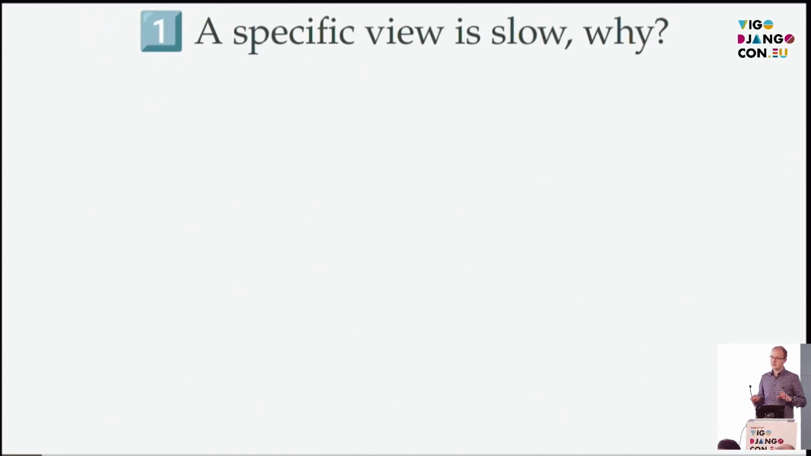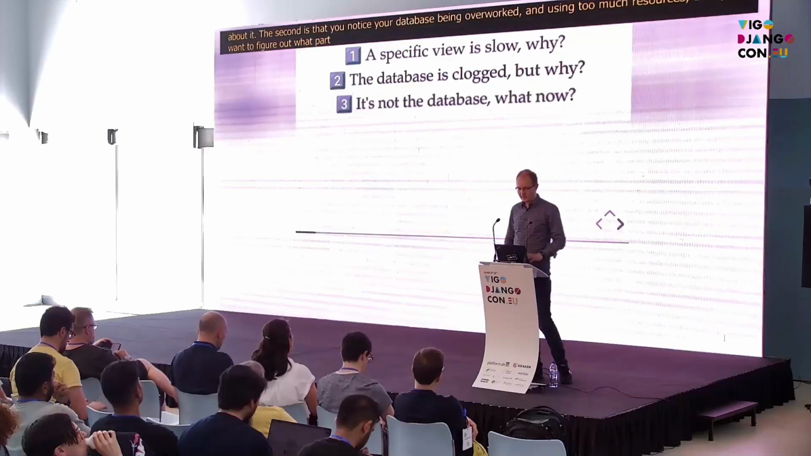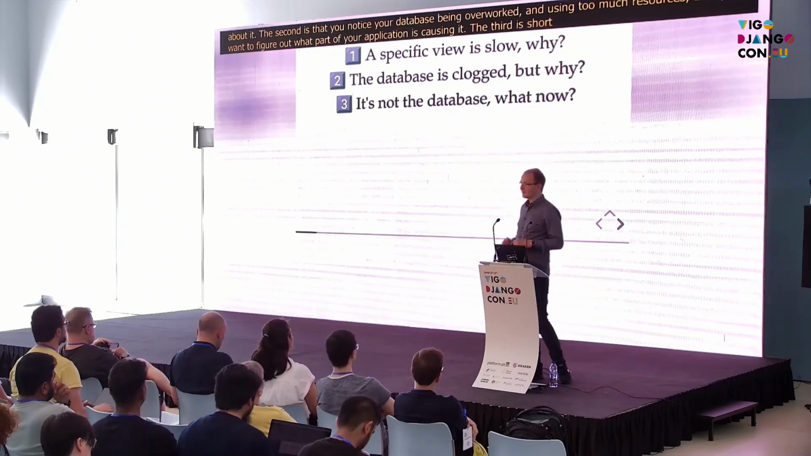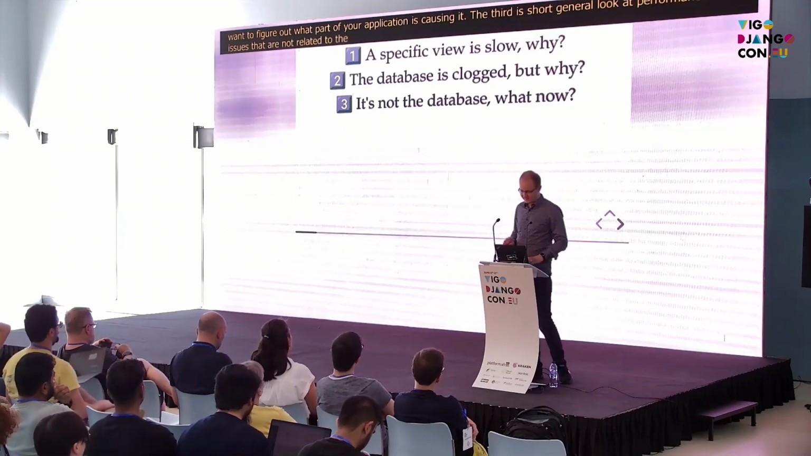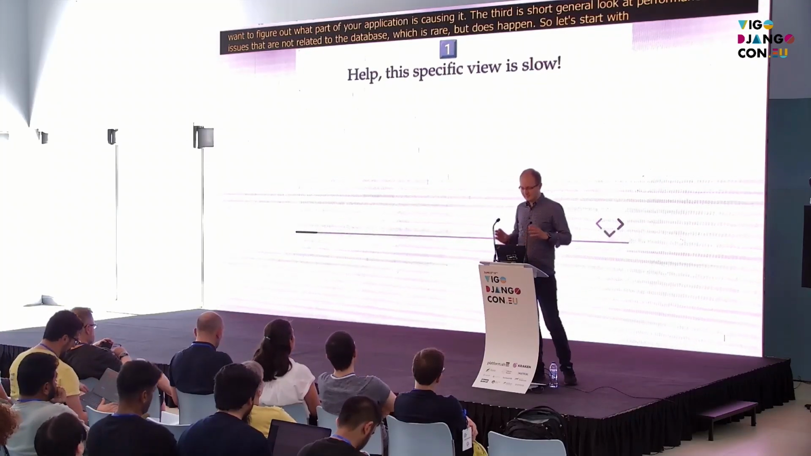We're going to look at this in 3 different scenarios. The first is the scenario in which a specific view in your application is suddenly slow and you need to figure out why and what to do about it. The second is that you notice your database being overworked and using too many resources, and you want to figure out what part of your application is causing it. And the third is a short general look at performance issues that are not related to the database, which is rare but does happen. So let's start with a specific view that is slow.